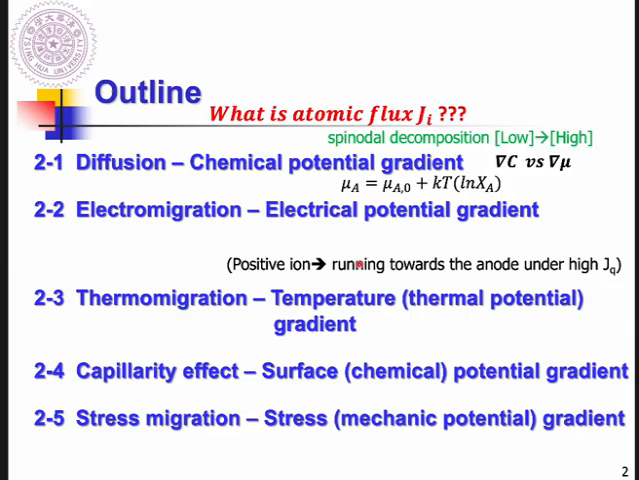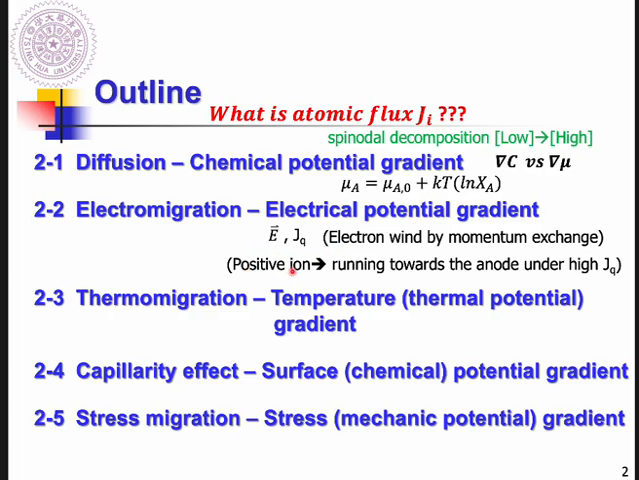So they did more studies and found out that the driving force driving this positive metal ion toward the anode, which also has positive charge, is not due to the intrinsic electrical field. It is due to the electron wind, or electron flow, bombarding this positive metal ion to push it to move. So the moving direction should be identical with the electron flow.